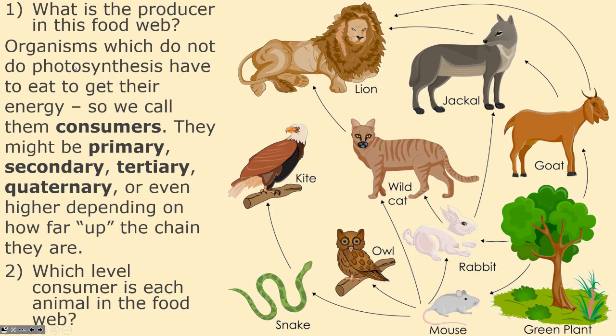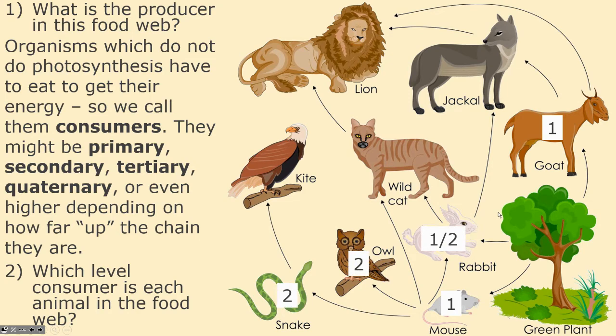The animals which are primary consumers are going to be our mouse and our goat, because those are the animals which are eating that green plant directly. Now you might be looking at this and thinking, hang on, the rabbit eats the green plant directly, but there's another arrow going to the rabbit from the mouse as well. So the rabbit is actually a primary and a secondary consumer, because sometimes it's eating the green plant directly, which makes it a primary consumer, and sometimes it's eating a mouse, which makes it a secondary consumer. So the rabbit is actually both.